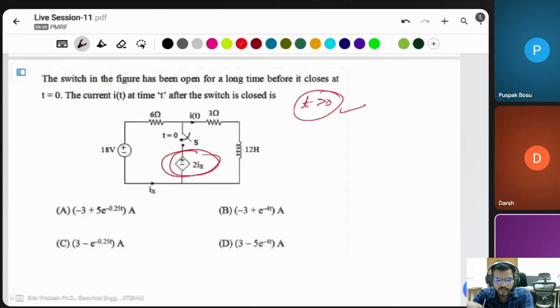In this case, you can find the initial and final values, but finding the time constant of your circuit is a different thing. There are two resistors and one inductor. If there is no dependent source, then you can simply find the equivalent resistance. But if there is a dependent source, then that dependent source also impacts the passive component, which is the resistor.